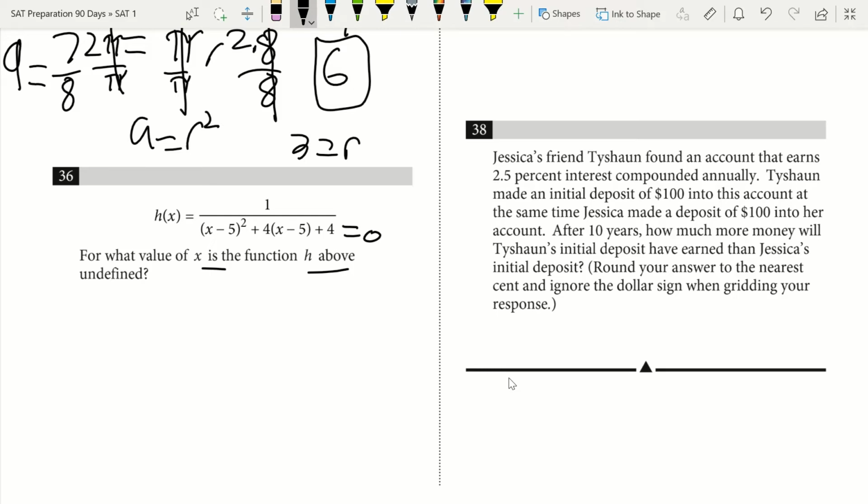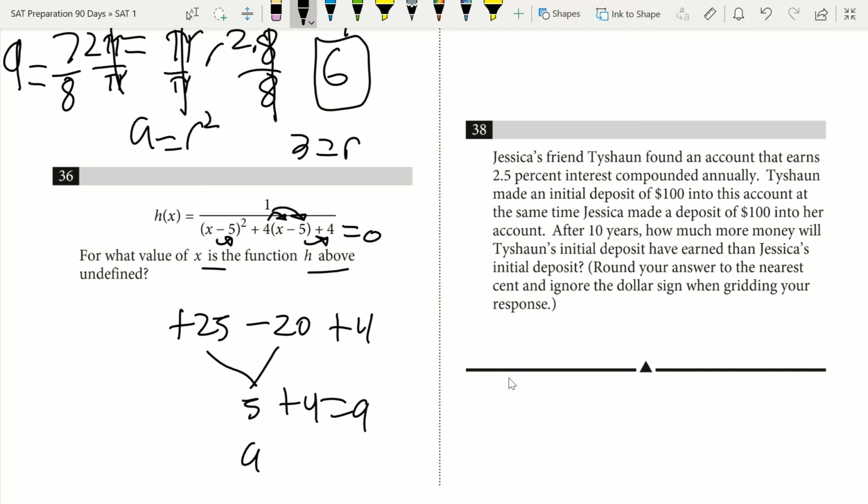At this point I see I'm going to have plus 4x here, and then a minus 20 there, because 4 times negative 5 is minus 20. So now I'm going to have a minus 20 plus 4. I see I'll have a negative 5 times a negative 5, which will give me plus 25. So that's going to be positive 25 minus 20, which gives me positive 5, plus 4, that's going to give me 9, so I'm going to have a 9 there.